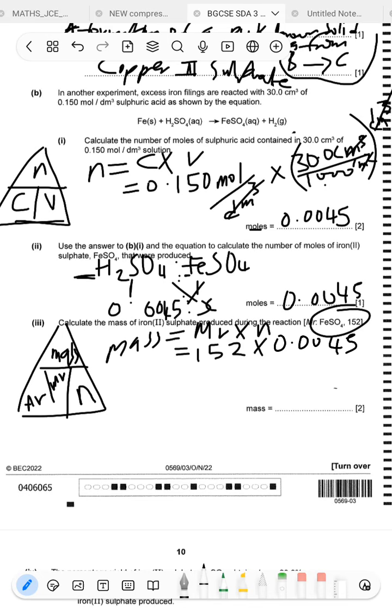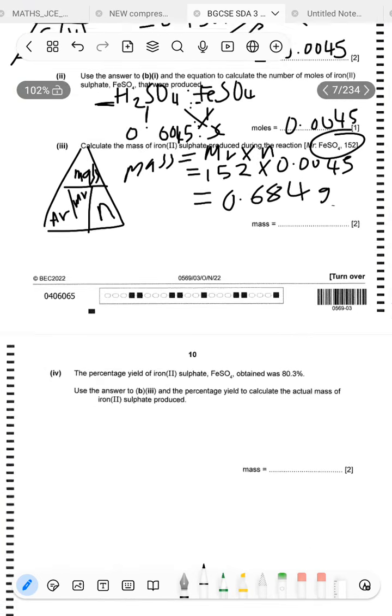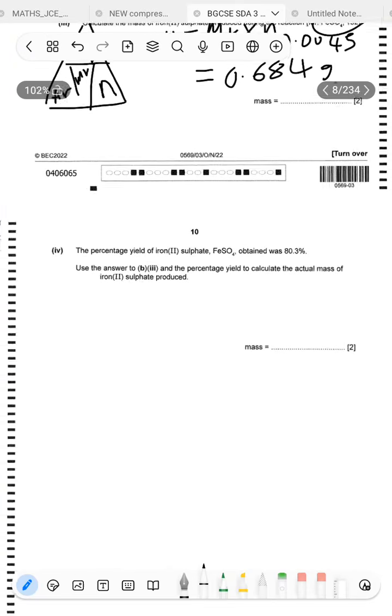0.0045. Always double check your numbers. So if you put an extra 0 here, you get the answer wrong. Okay, because these marks or these numbers, the answers that you get in the previous questions are forwarded to the next one. Okay, all right, so this gives us 0.684 grams, because it's mass. Remember, it's mass. All right, so then we continue.